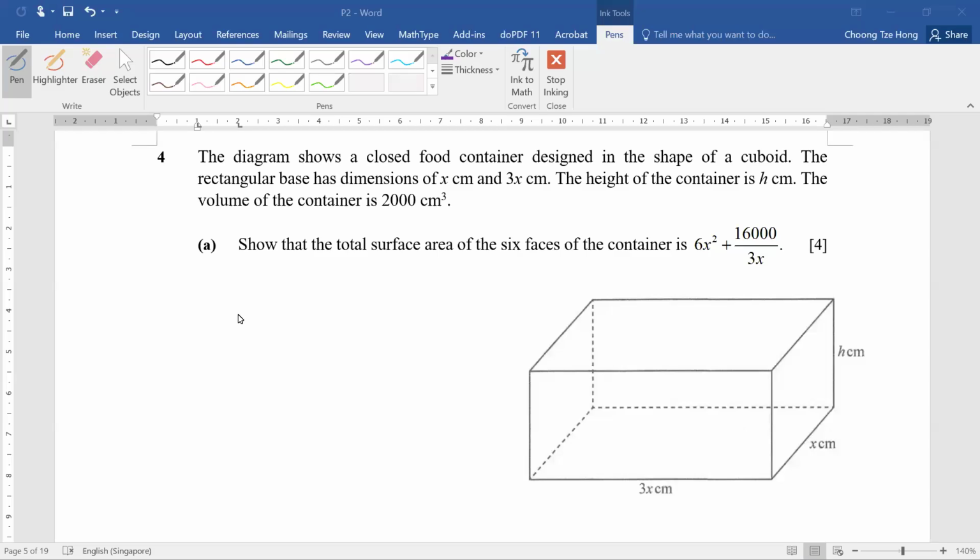Hi students, in this video I'll be going through the 2022 O-Level Additional Mathematics Paper 2 question 4. Alright, so let's read the question.